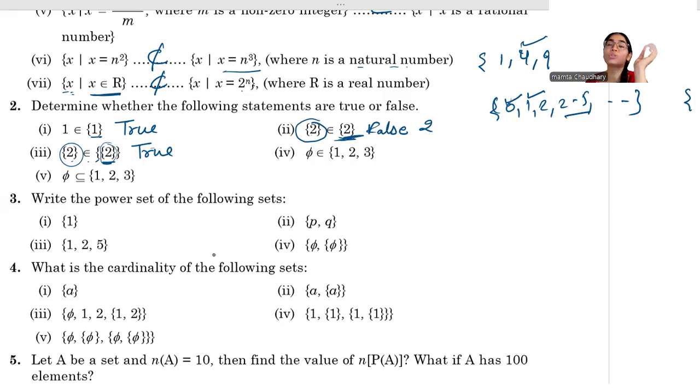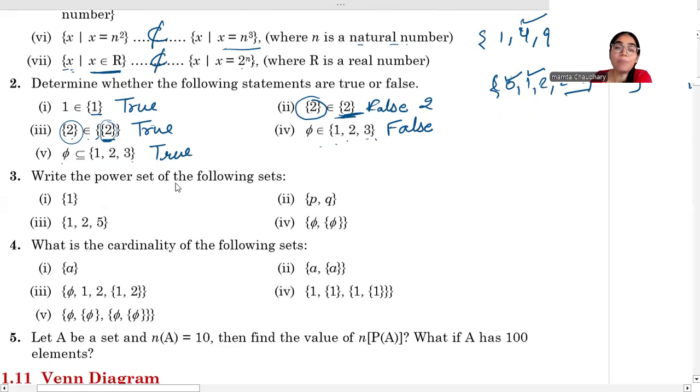The empty set doesn't belong to this set. The empty set is a subset of any set. But we cannot say that the empty set belongs to a set if it is not mentioned. So here we can see it is not there. As it is not there, the statement is false. Next, is the empty set a subset of this one? Yes, it's true, because the empty set is a subset of all sets.